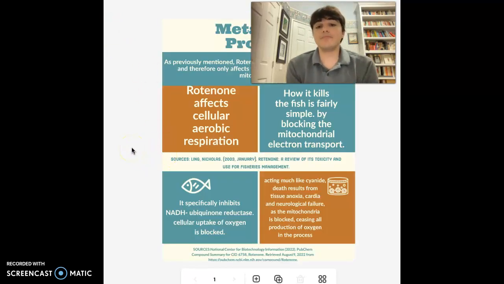And so I will say that how rotenone, the toxin, operates is it goes through the fish gills and attacks their mitochondria and affects their cellular aerobic respiration. How it does that is pretty simple and acts a lot like cyanide, in where it blocks the mitochondrial electron transport and essentially deprives the fish of accessing any oxygen. And so usually their deaths result in tissue anoxia, cardiac and neurological failure, and just a breakdown of their systems. It specifically inhibits the NADH ubiquinone reductase, and so cellular uptake of oxygen completely ceases and the fish dies.